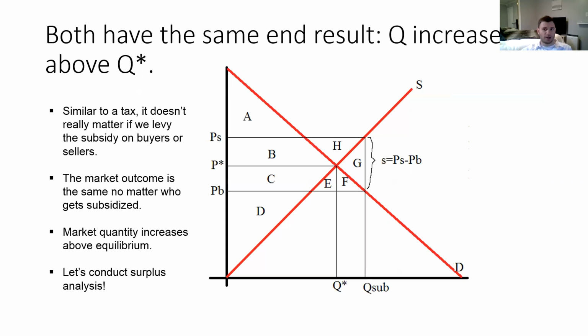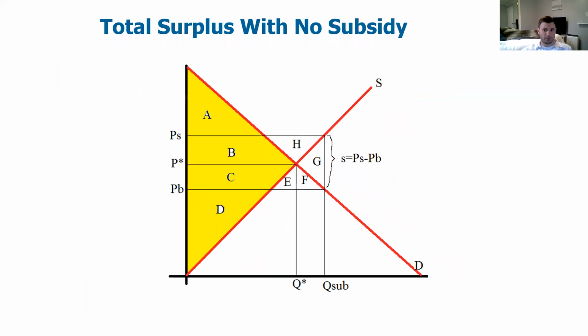All right, so first off, you should be familiar with what the total surplus situation looks like with no subsidy. Consumers are getting AB, producers are getting CD. Total surplus is that region A, B, C, D.